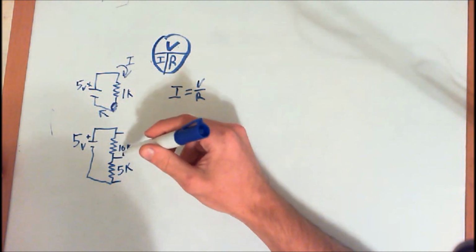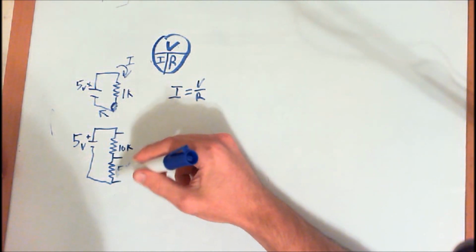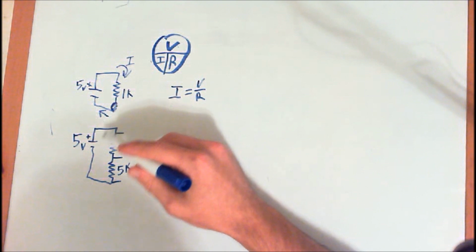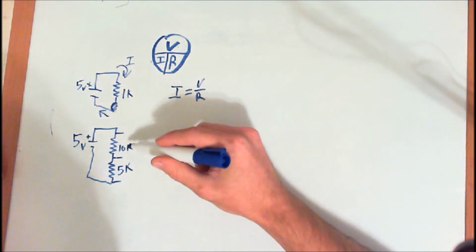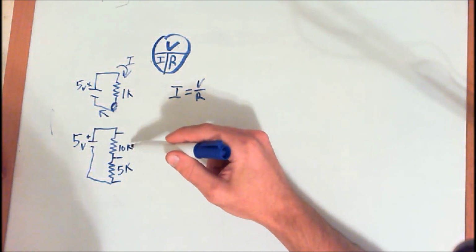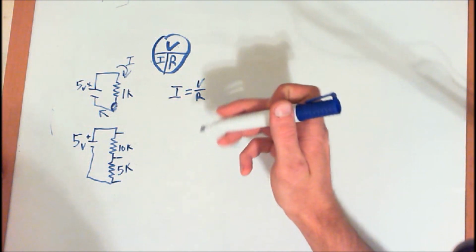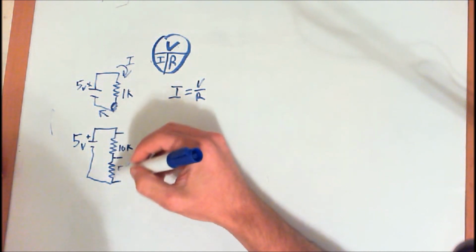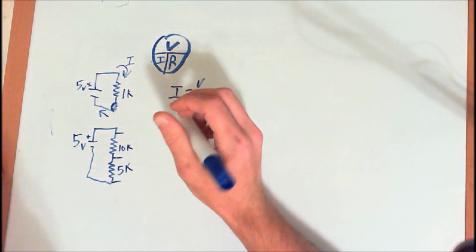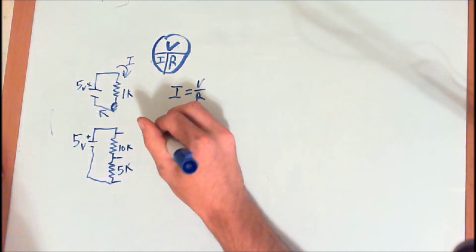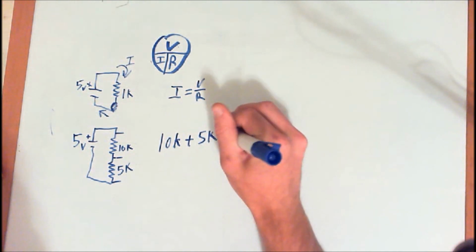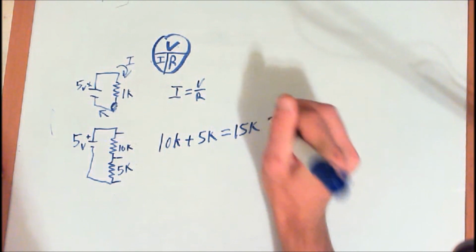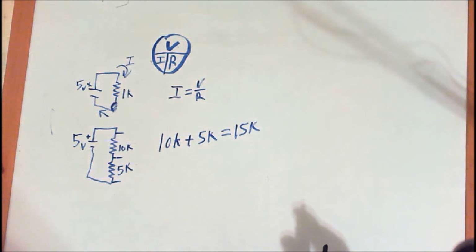Okay, so now let's jump down here. This is a voltage divider. So first off, to get the current of the circuit, we first need to know the total resistance of the circuit. We have a 5-volt power supply and two resistors, a 10K resistor and a 5K resistor. Whenever resistors are in series like this, you simply add them together. So our total resistance would be 10K plus 5K equals 15K. Bam. Alright, so now we know our total resistance.